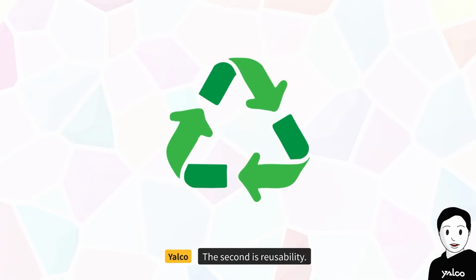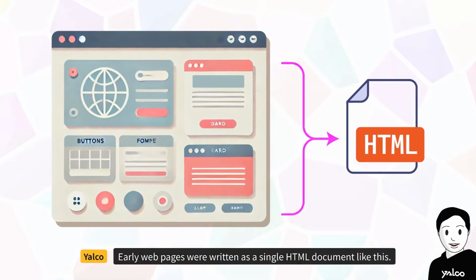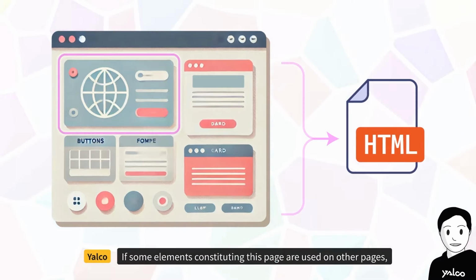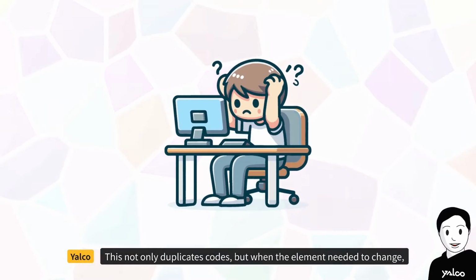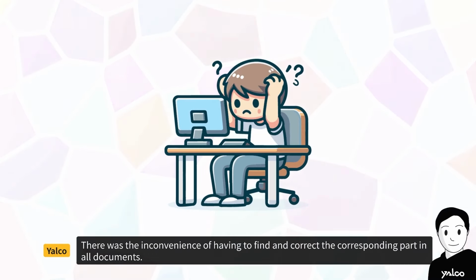The second is reusability. Early web pages were written as a single HTML document like this. If some elements constituting this page are used on other pages, you had to copy the code of that part and write it in a new document. This not only duplicates code, but when the element needed to change, there was the inconvenience of having to find and correct the corresponding part in all documents.